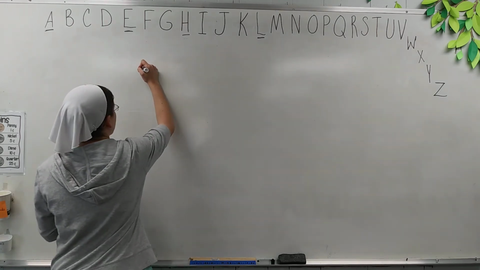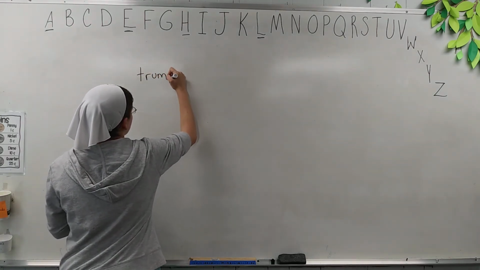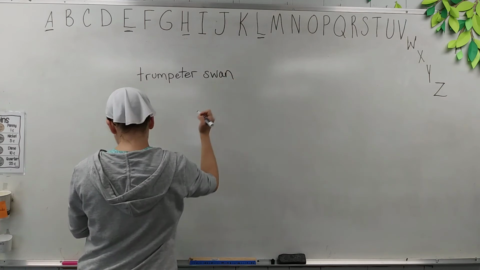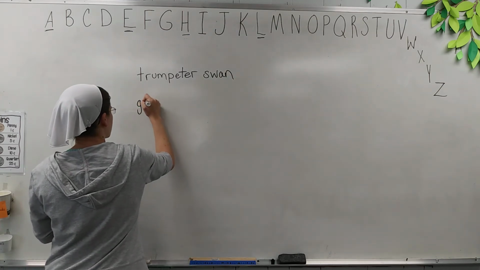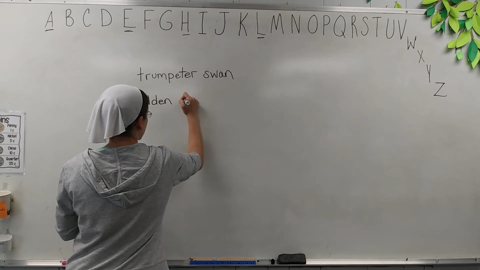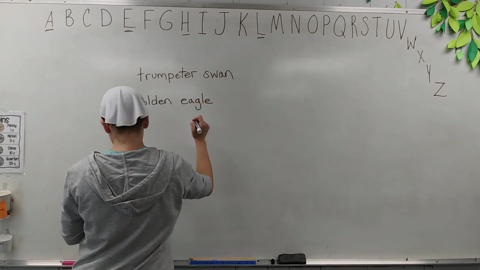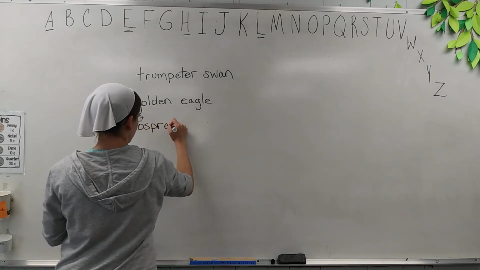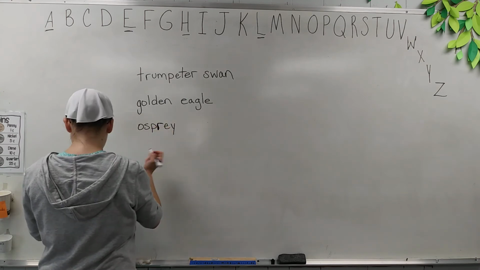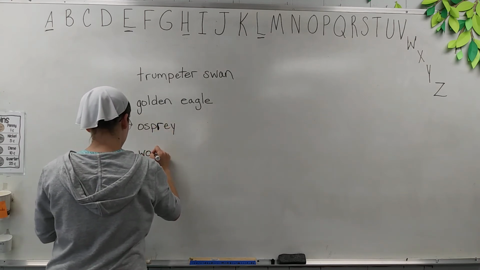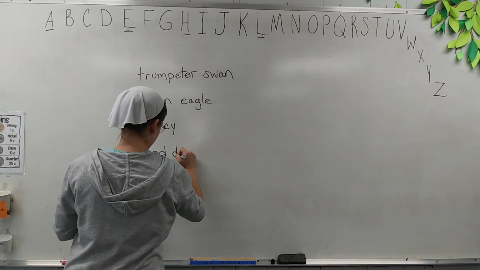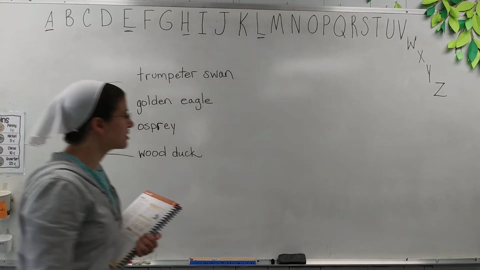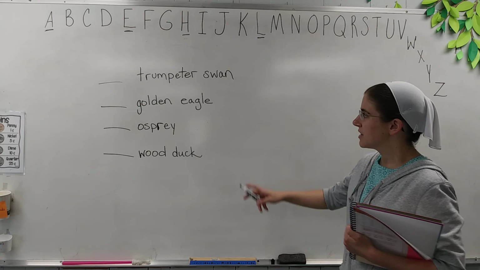So the first group we have trumpeter swan, golden eagle, an osprey, and a wood duck. First group of words. So let's put them in alphabetical order, in ABC order.